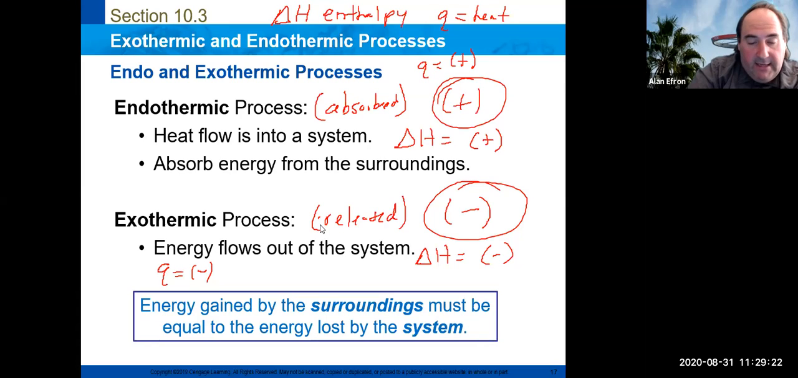And again, the last thing in the box on the bottom is the idea of the law of conservation of energy. Again, the energy gained by the surroundings must be equal to the energy lost by the system. So that's that conservation of energy. Whatever is lost should be gained. Numerically, when you start calculating these things in this chapter, we'll end up with the same value. The only difference will be the sign. One will be negative, one will be positive.